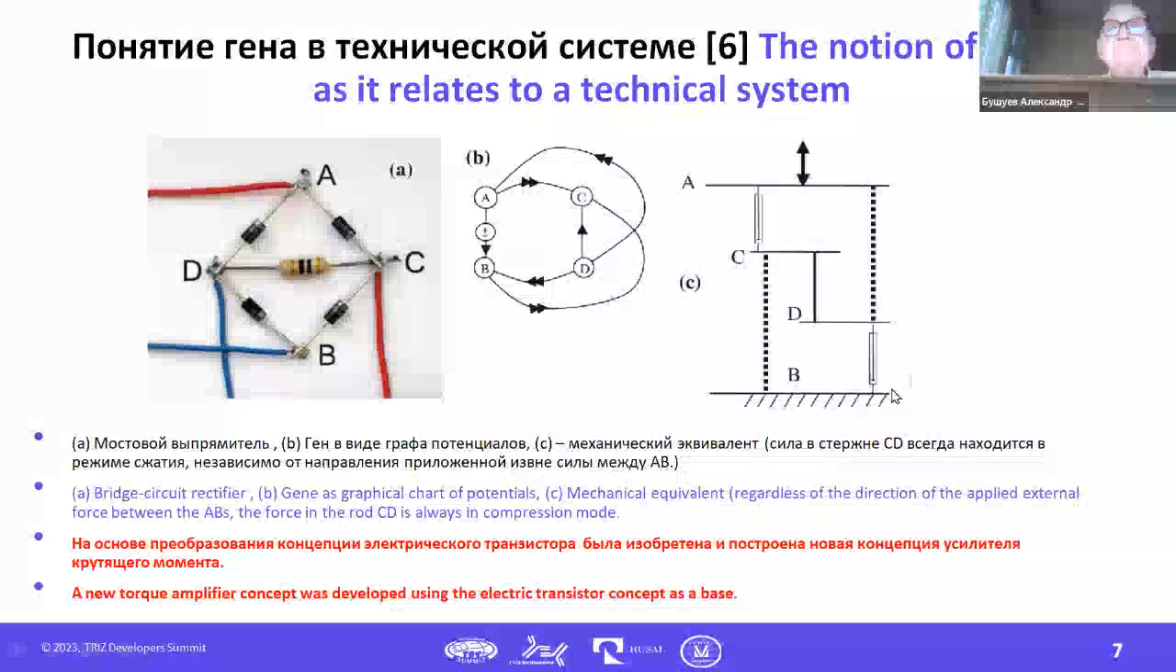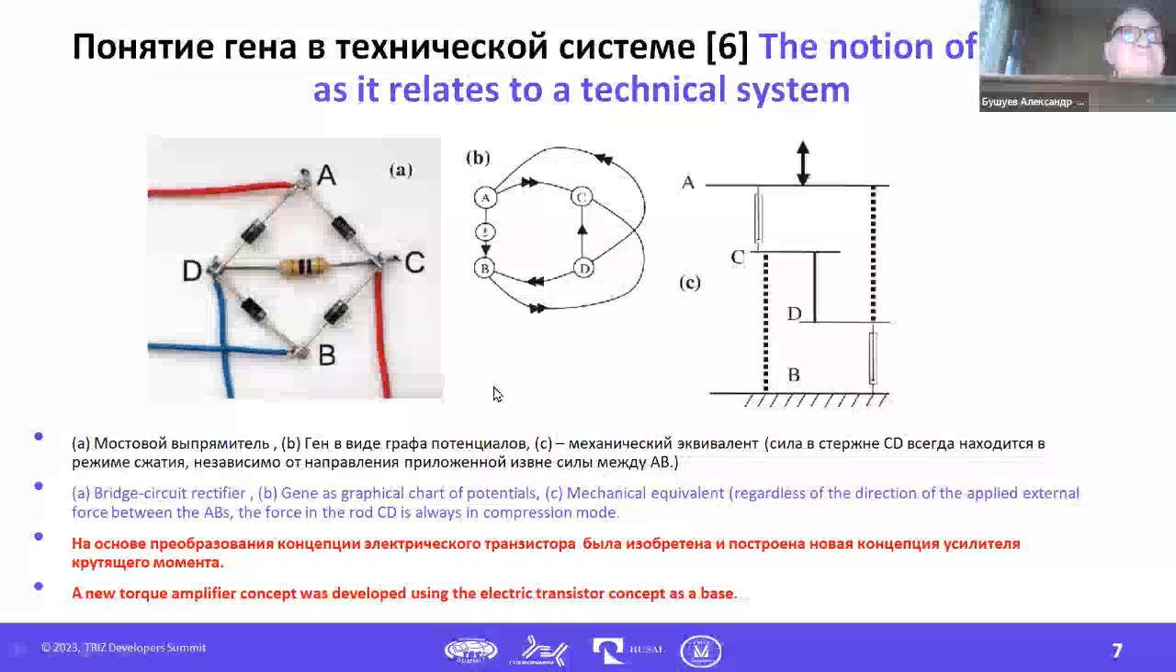We see that this is the rod C and D, which is always in the mode of springing, despite this impact from A to the top or to the bottom, C and D are always squeezing thanks to these springs and rods. So this is the mechanical equivalent of this bridge diagram. Now, bridge circuit rectifier. So what is it about sending this hereditary information? Well, there is nothing like that there.